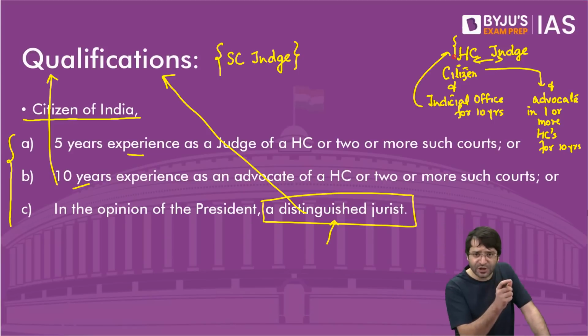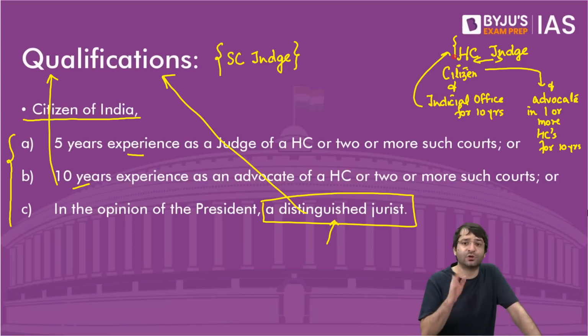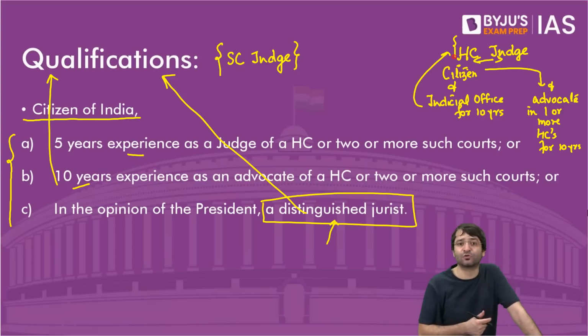For a Supreme Court judge, if you are a citizen of India and you have been a judge of one or more High Courts for 5 years, you are qualified. You are a citizen of India and you are an advocate in one or more High Courts for 10 years, you are qualified. You are a citizen of India and in the eyes of the President of India, you are a distinguished jurist. It means you are qualified to be appointed as the judge of a Supreme Court.